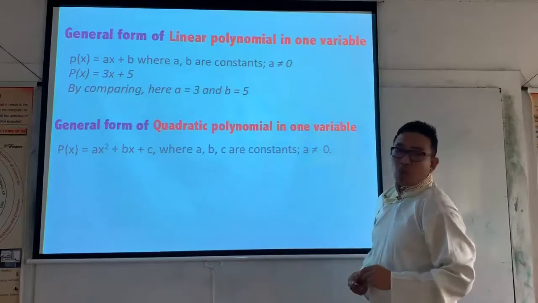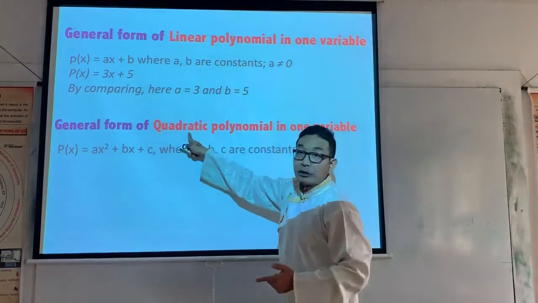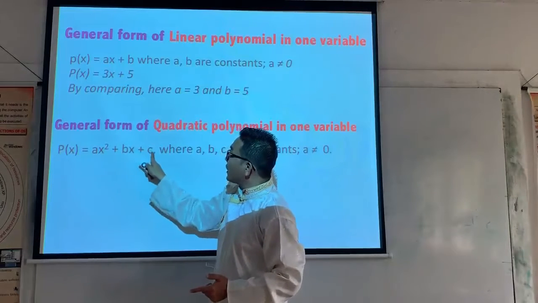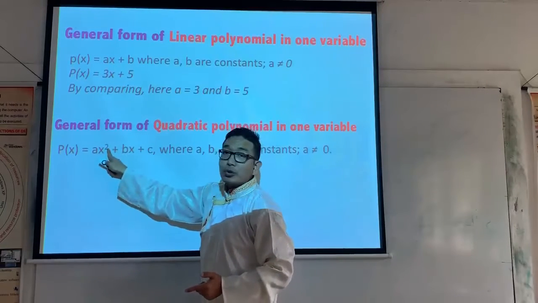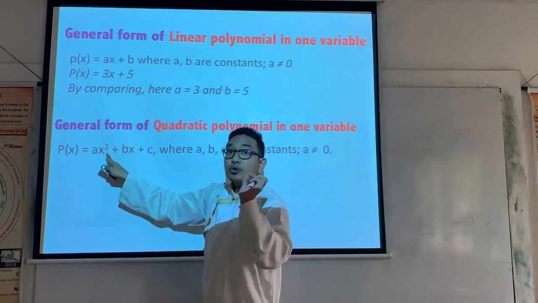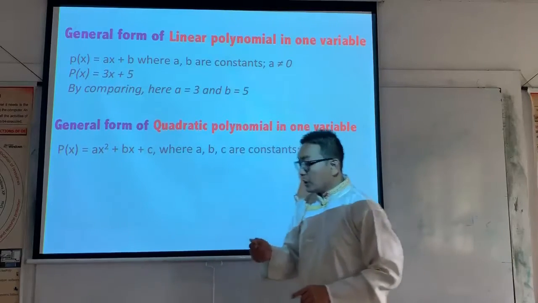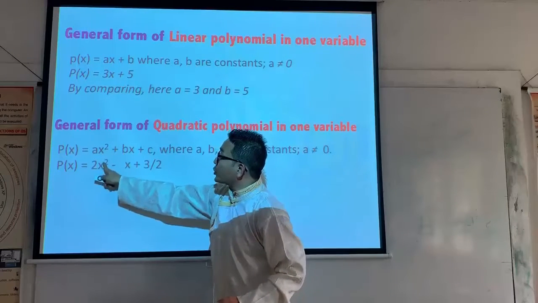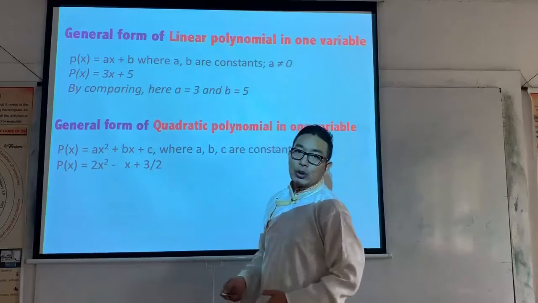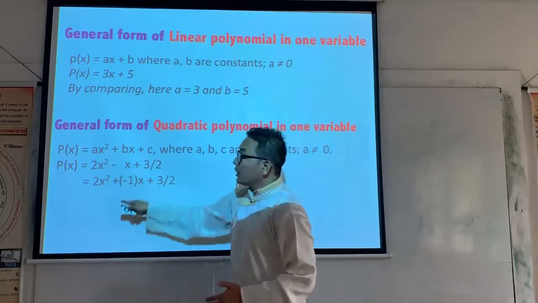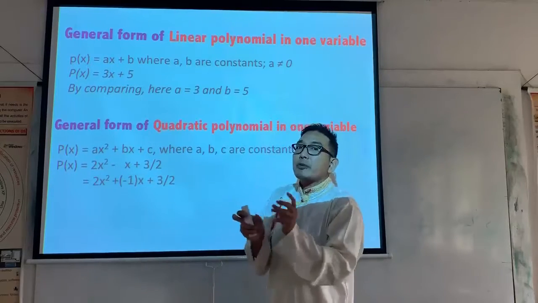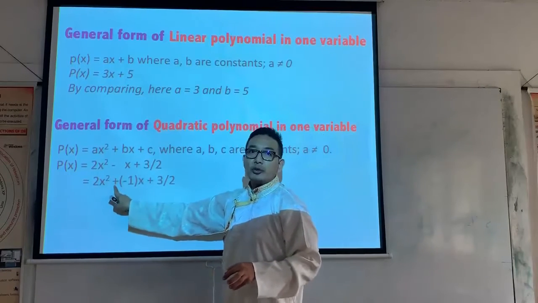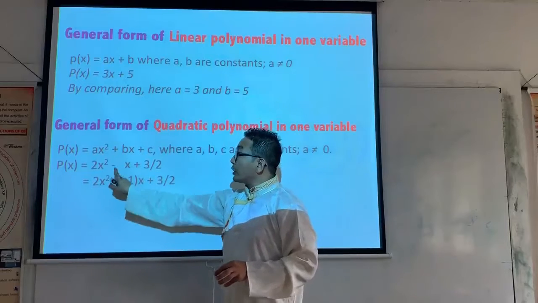The general form of a quadratic polynomial in one variable: the degree is 2. It has x to the power 2, x to the power 1, then x raised to power 0. So the degree is 2 in a quadratic polynomial. Let us consider this quadratic polynomial, 2x square minus x plus 3 by 2. In a quadratic polynomial, the terms are separated by a plus sign.